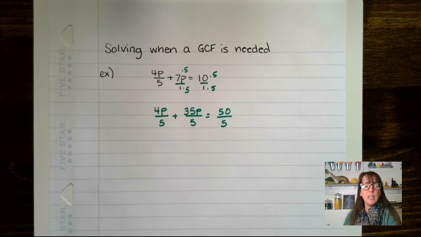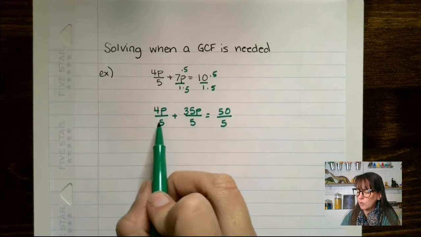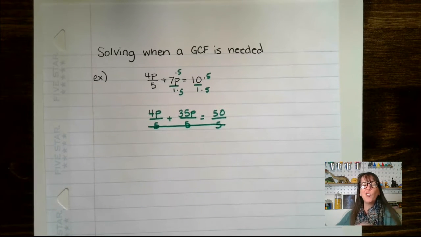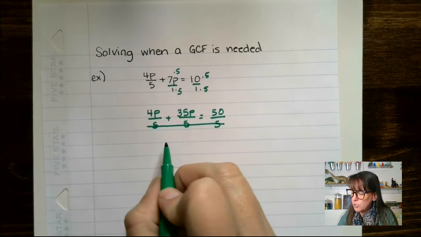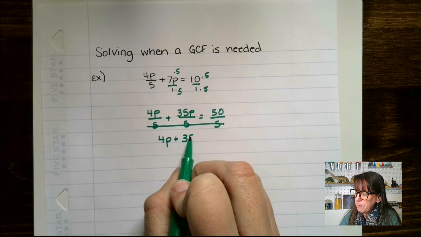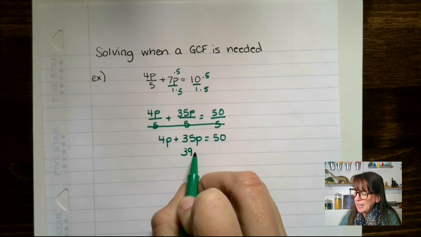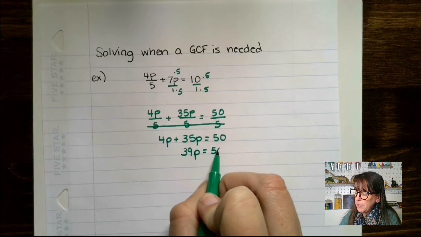All right, so if we have a common denominator for all our chunks, if we have an equal sign, we can cross that common denominator out, and look at that, we have gotten rid of our fractions. I love it. We have 4p plus 35p equals 50. That gives us 39p equals 50.